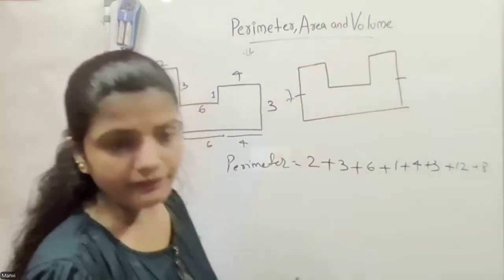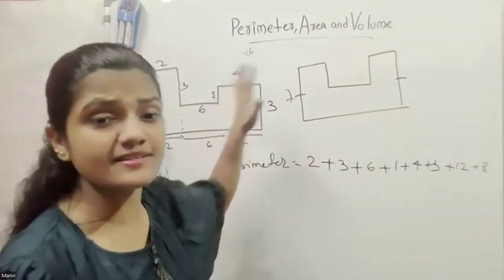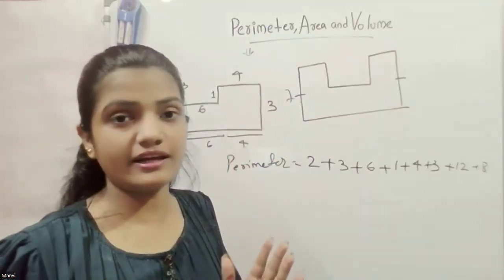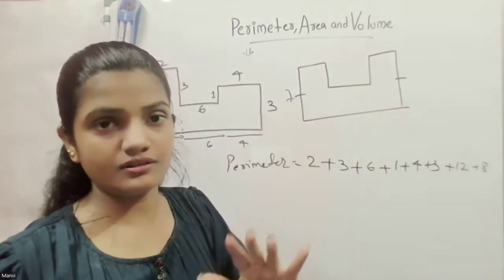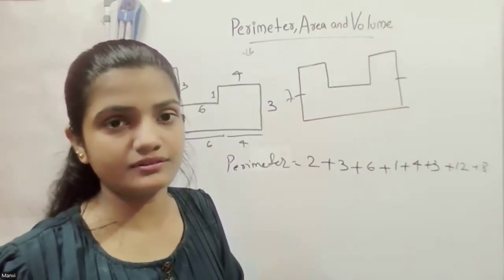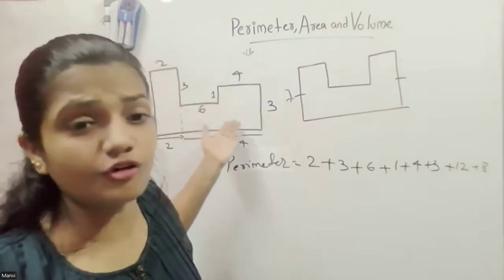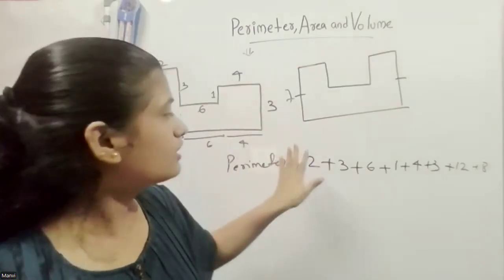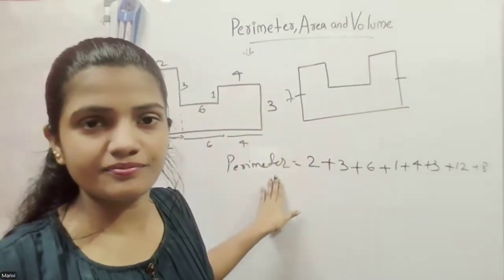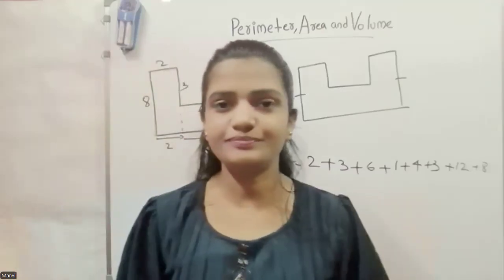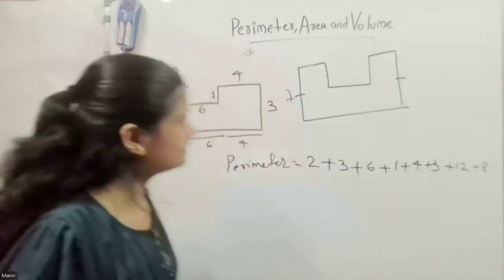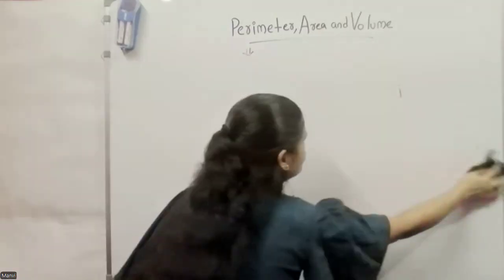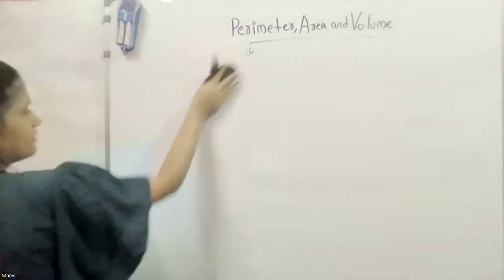Good. Sometimes some side length is missing, but you need to understand how you can calculate that. And if all sides are given, then all you need to do is add all of those and you get the perimeter. Is it easy, Kavya? Easy. Very good. May I give you a few questions? Yes, please.